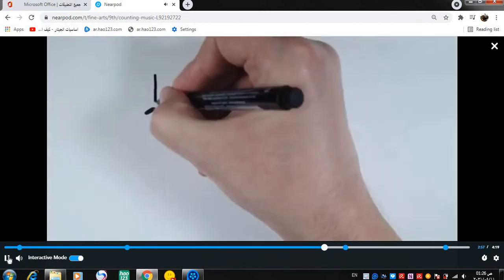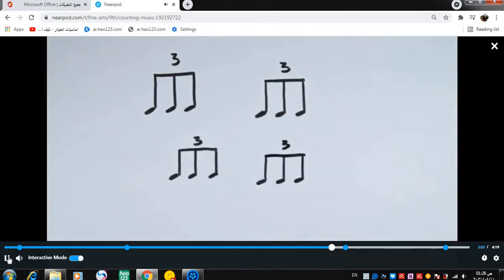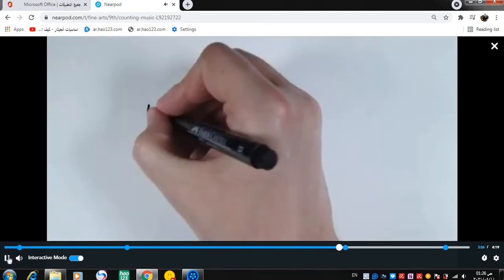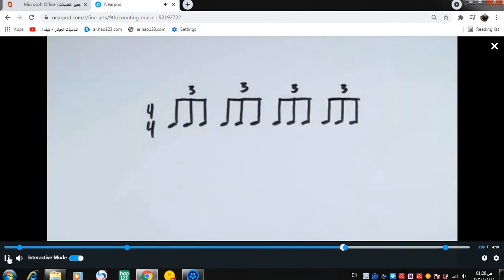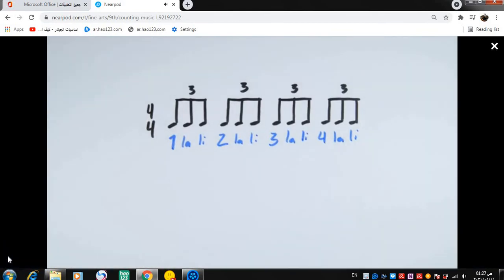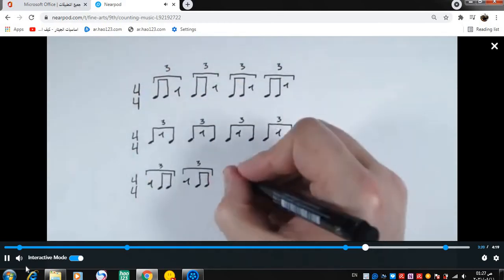Now let's look at counting triplets. Just like all the other counting we've just done, there are many ways to count triplets. Personally, I like to use "lollies." So a 4/4 measure of triplets would be counted like this. 1 lolly, 2 lolly, 3 lolly, 4 lolly. And since there are fewer notes in triplets, there are fewer combinations we can have. The most common are these 3.